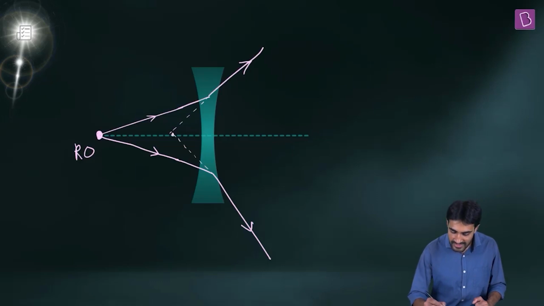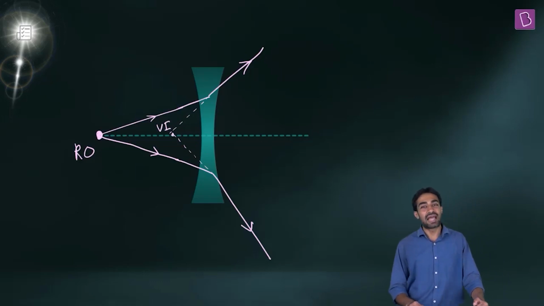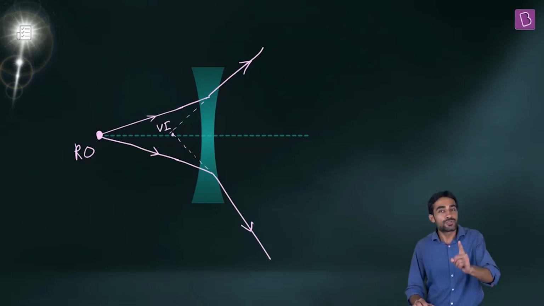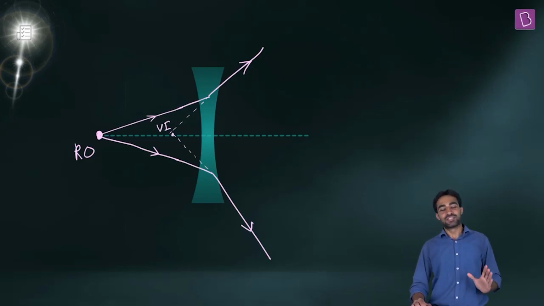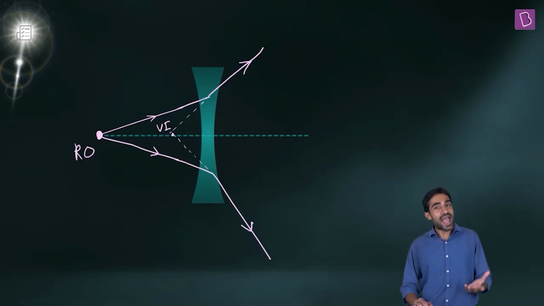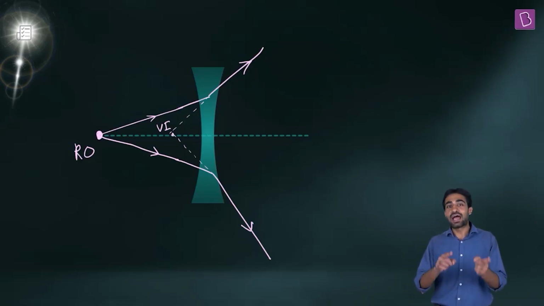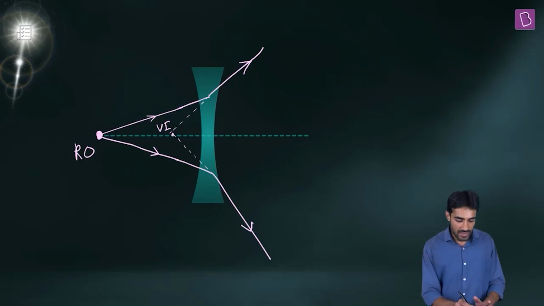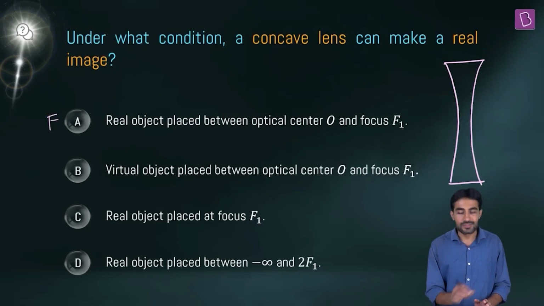At this point we will say virtual image is formed. If the light rays after refraction appear to diverge from a point, then at that point virtual image is formed. So in this case we have a real object, but the image is always virtual. Nice, nice. So option A is false.